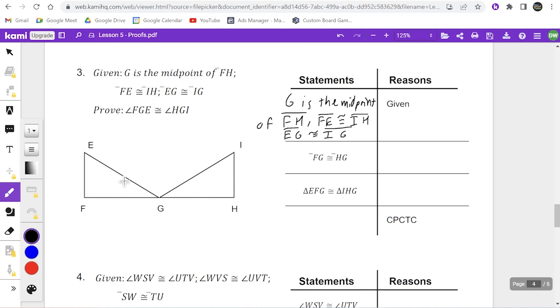FE is congruent to IH. Okay, I can write that. One tick mark there, one tick mark there. And then it also says EG is congruent to IG. So EG, IG, there we go.